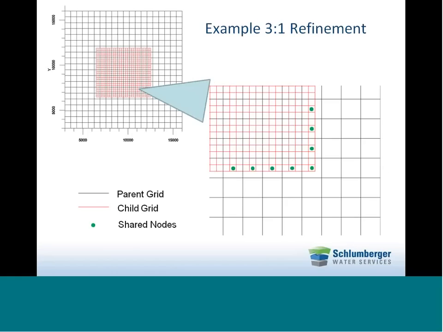So a short illustration of what that looks like. You've seen this picture in the previous slide. The red grid represents the child grid that you assigned on top of the parent grid with the 3-to-1 refinement ratio. You'll see that area is blown up in the illustration on the right. Each parent grid cell is then split up into 3 child grid cells, and the green circles represent the shared nodes where you have a child grid cell center overlaying a parent grid cell center.